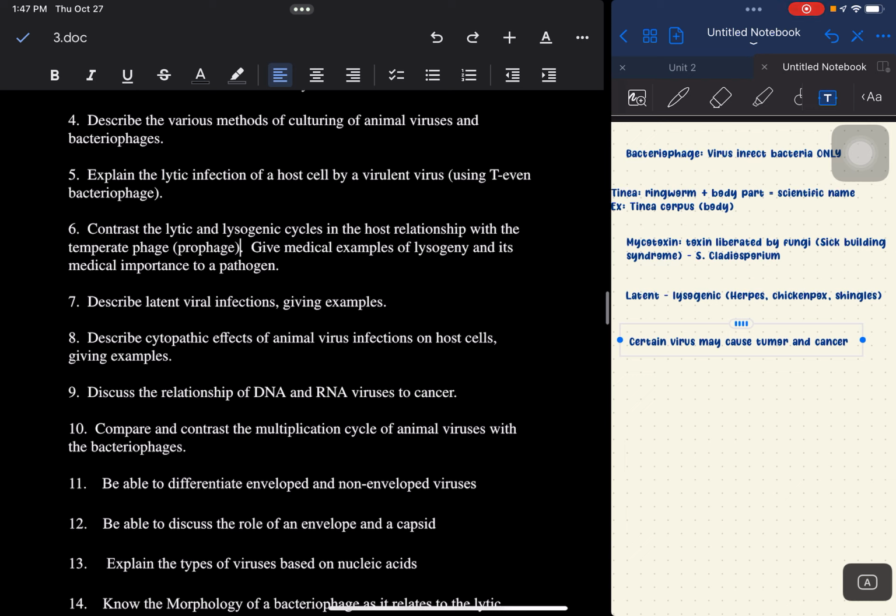I've heard of a lot of people getting shingles after having COVID. Is that like just a stressed out response? COVID is a stressor. So if we had shingles, and it was lysogenic or it was a prophage, then COVID has compromised your immune system, has turned it on.